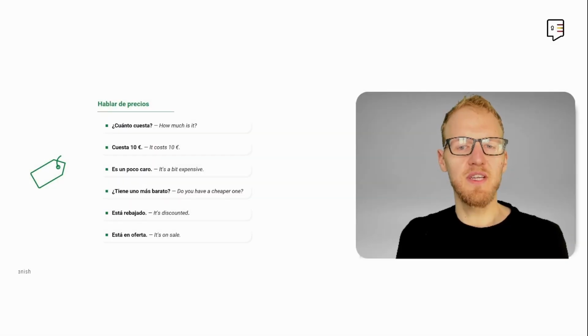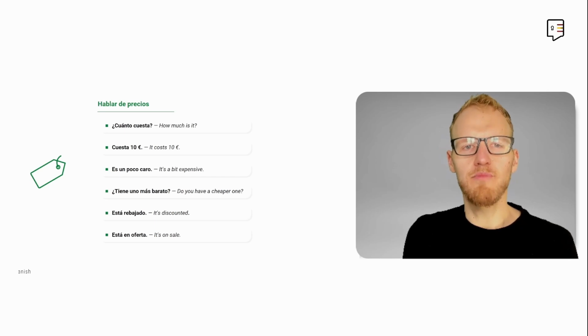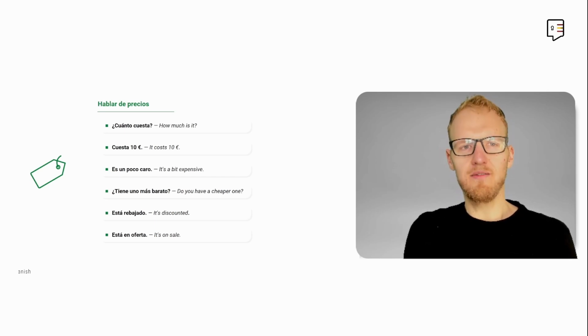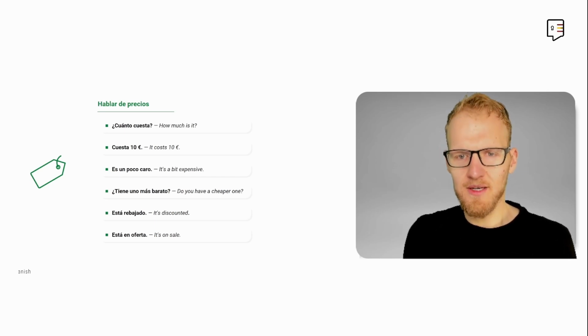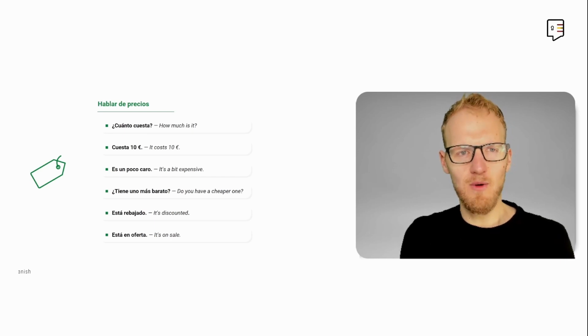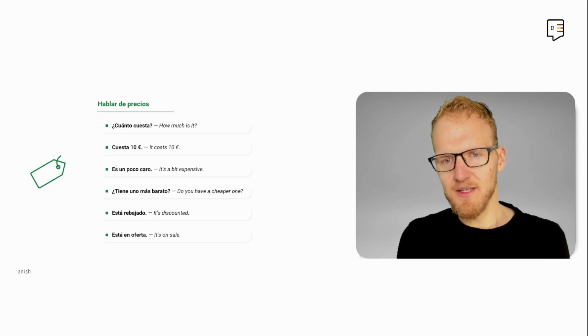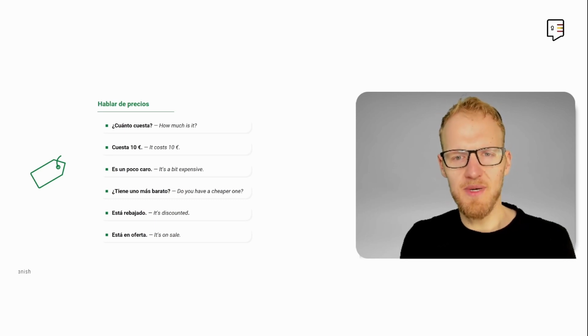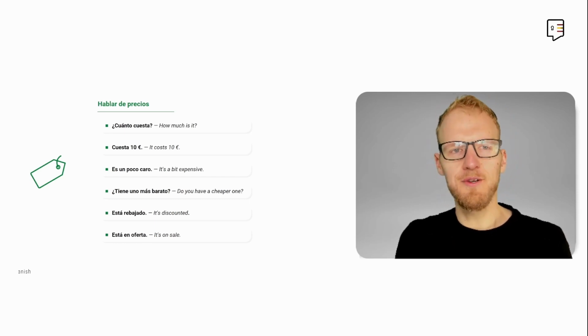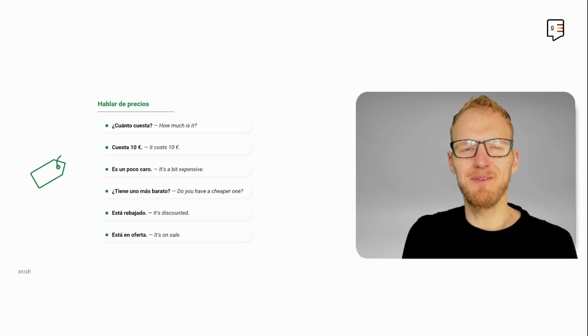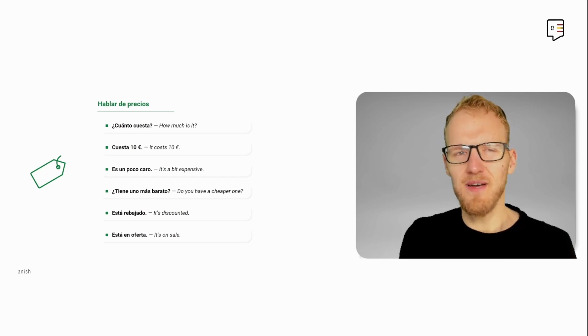Here you have different sentences to talk about prices when shopping. First, asking how much is something. ¿Cuánto cuesta? O ¿cuánto es? How much is it? Then the answer would be cuesta 10 euros, cuesta 3 euros, whatever it is, and you can reply to that, right? Saying, ooh, it's a bit expensive. Es un poco caro.